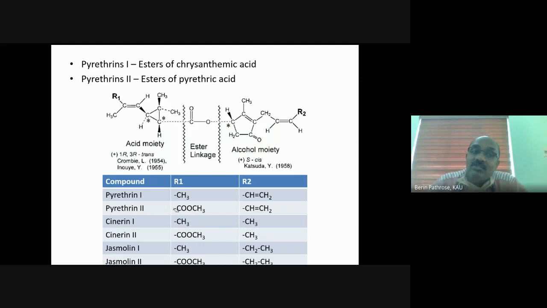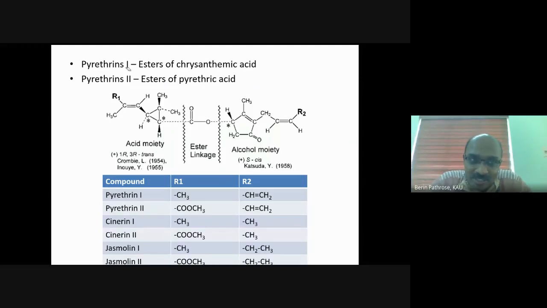And all the esters formed with pyruthric acid are suffixed with 2. I will repeat, all the esters formed with chrysanthemic acid, alphabetically it comes first, C, so it will have a suffix of 1. You can see it is suffixed as 1. And the esters formed with pyruthric acid will be suffixed as 2. And if the alcohol is pyrethrolone, it will be named as pyrethrin 1 or 2.